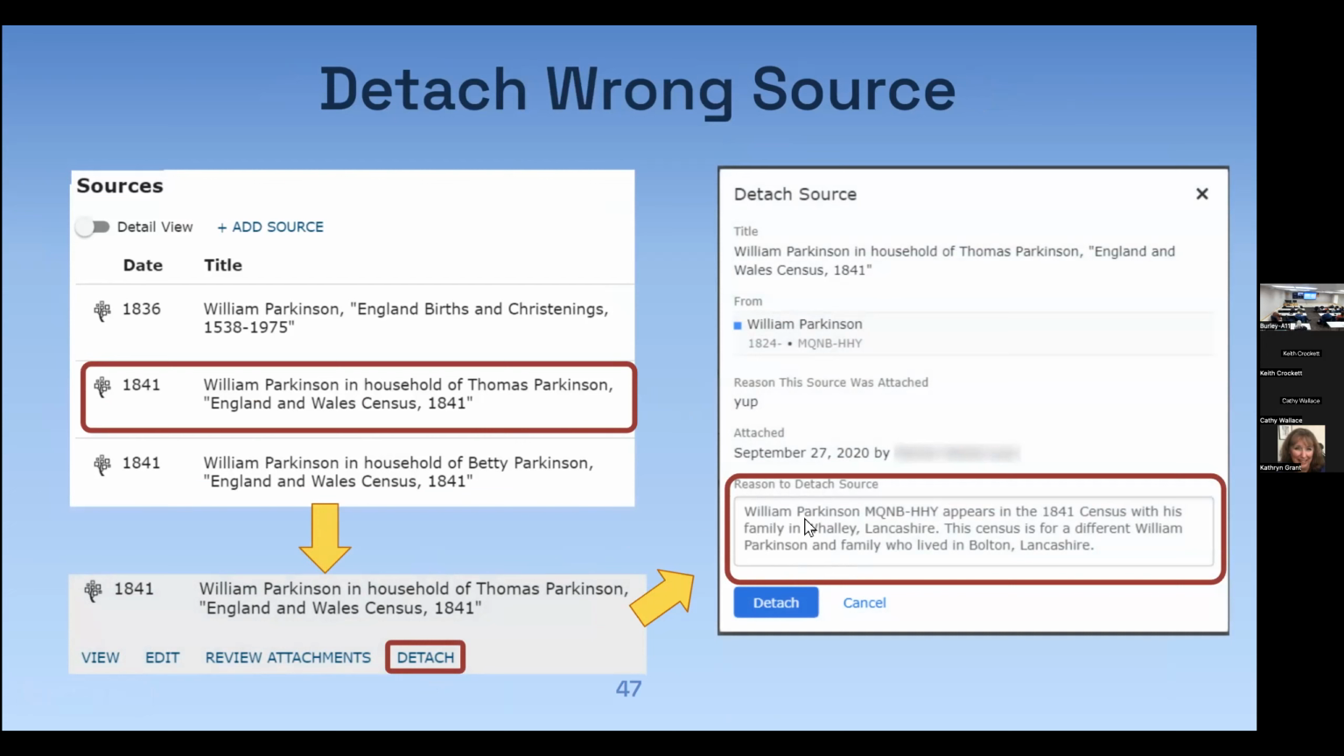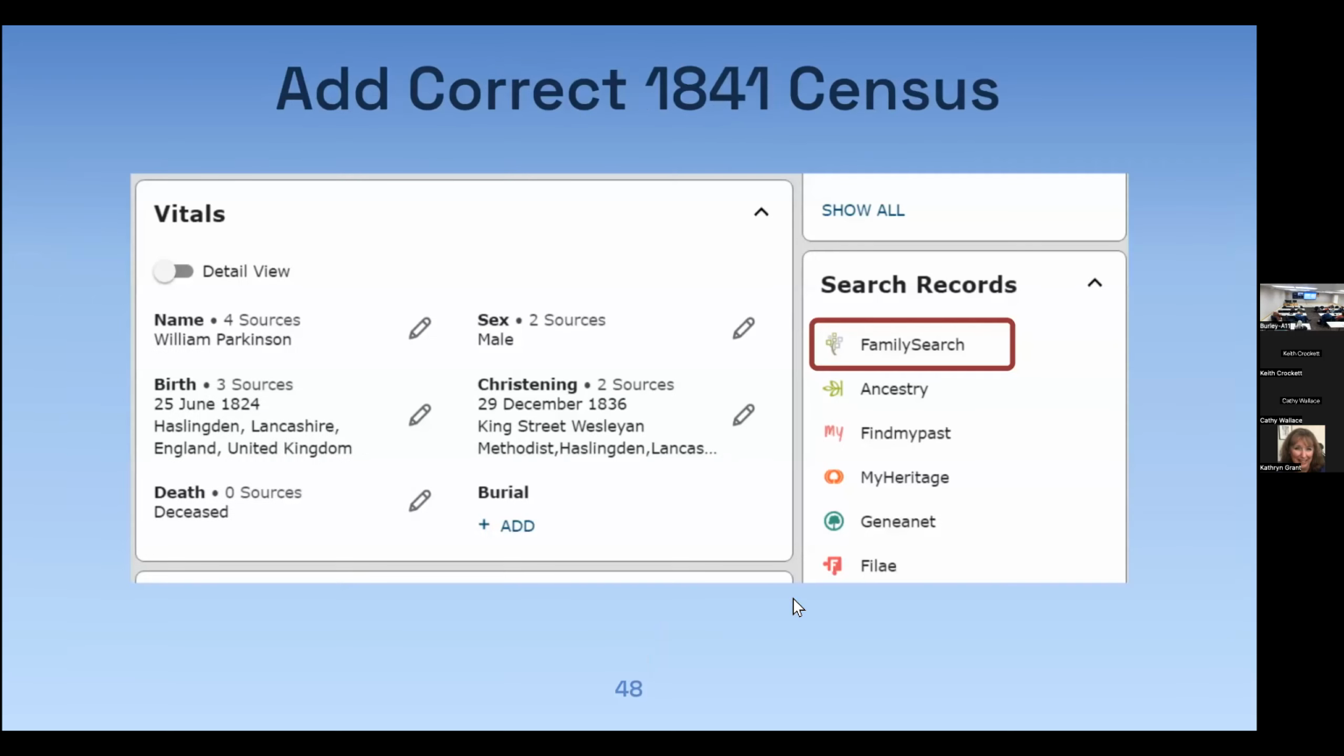I've already found this William with his family in Whalley. This census is for a different guy, even though he's got the same name, but he lived with his family in Bolton. And it's as simple as that. And then we click detach, and the census is detached. It turns out the other one was wrong too. So you just go through the exact same procedure.